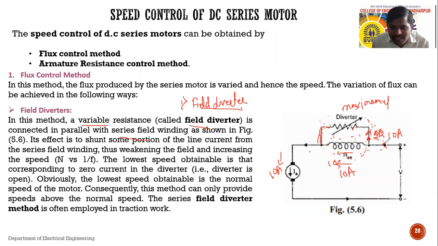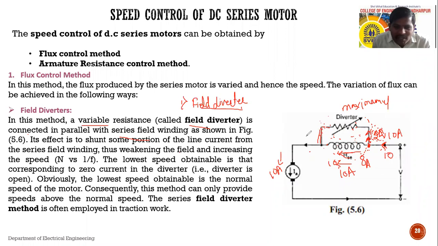Now see, total supply current is nothing but 10 ampere and the current flowing from this diverter path is nothing but 2 ampere. What is the current flowing from this line? 8 ampere. That means according to KCL, this current will be divided into two ways. One is current flowing from the field diverter and another current will be flowing from the field winding.